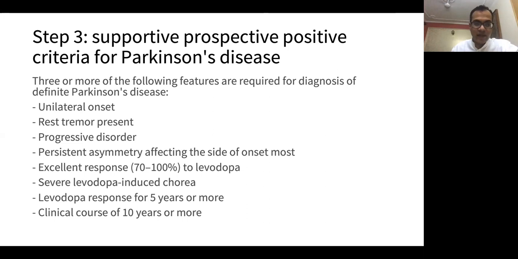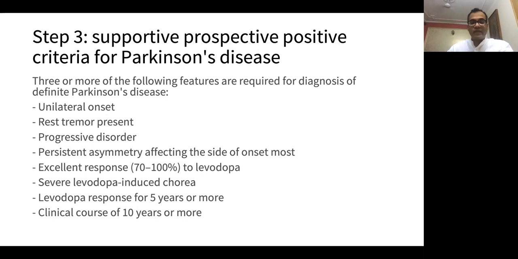Levodopa response that persists for more than 5 years also. A lot of diseases like PSP-P may have a very good response to levodopa at the outset, but usually by the 3rd, 4th year, the response dies off. Even in some patients with MSA, they may have excellent response, or maybe a 50% response to levodopa. But after 3 to 5 years, that goes off.